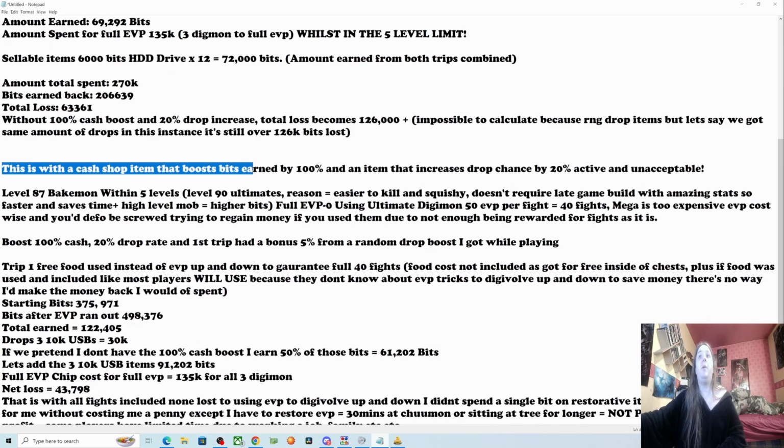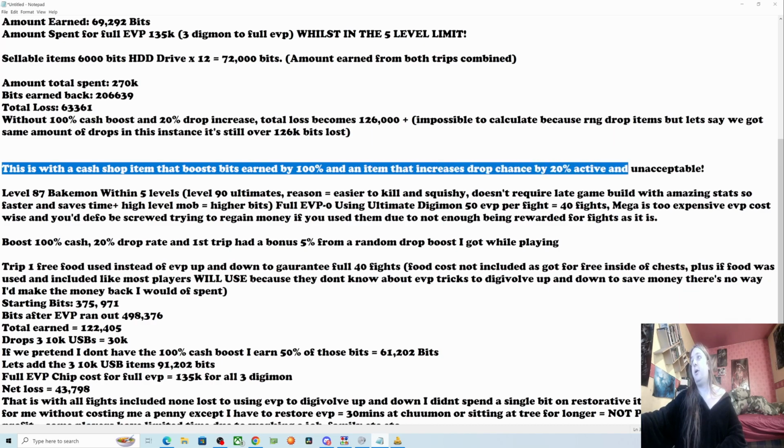This is with a cash shop item that boosts bits earned by 100% and an item that increases drop chance by 20% active. Unacceptable. If I'm paying real world money to purchase these items to give me a boost and I'm still losing money, we have a problem.